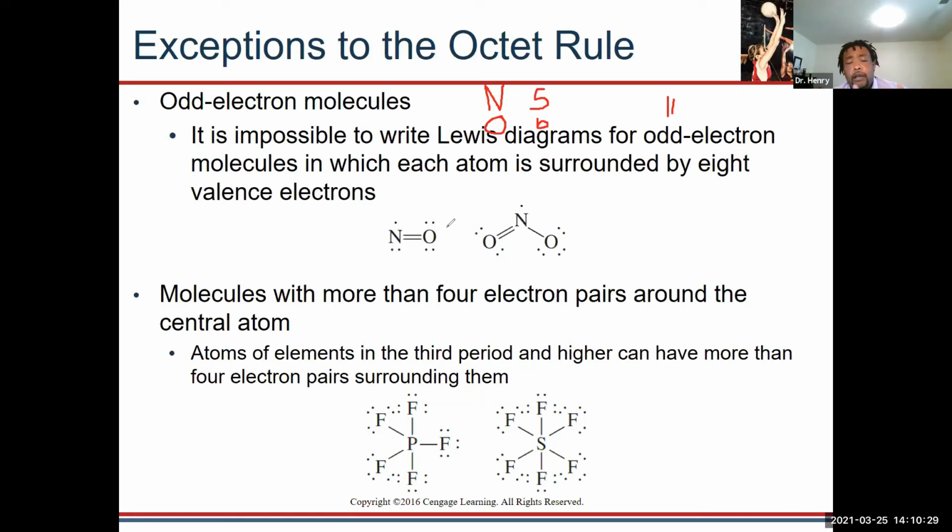I always make the bet with students. I always earn a little extra cash on the side by making this bet. Show me a way that you can reach your octet with an odd number of electrons. I give them something that I know will never work, so I make sure I win, right?